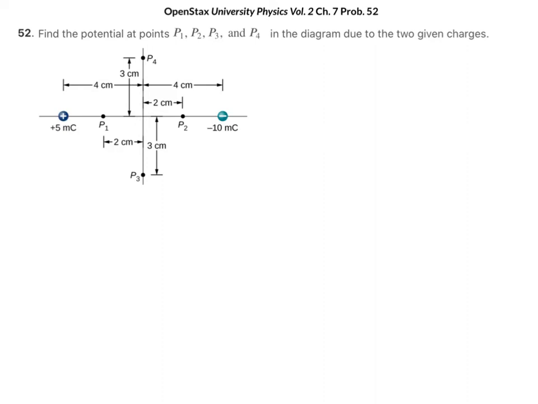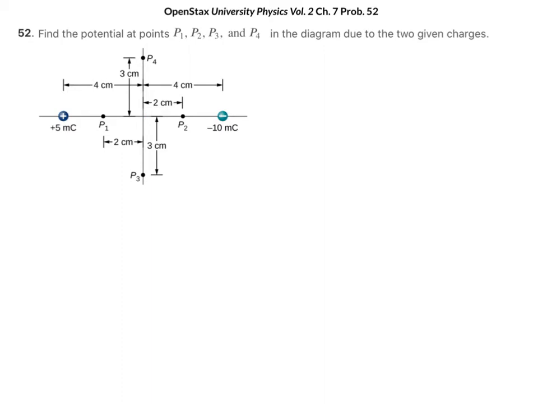Let's look at OpenStax University Physics Volume 2, Chapter 7, Problem 52. Find the potential at points P1, P2, P3, and P4 in the diagram due to the two given charges. So we have a plus 5 millicoulomb charge and a negative 10 millicoulomb charge, and we want to find the potential at points P1, P2, P3, and P4. So really the puzzle is to figure out all these distances that are just written all over here.